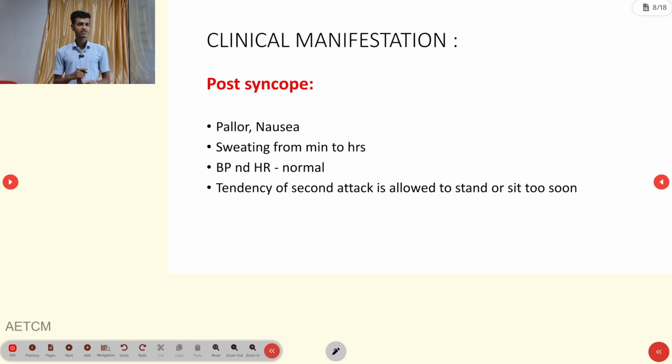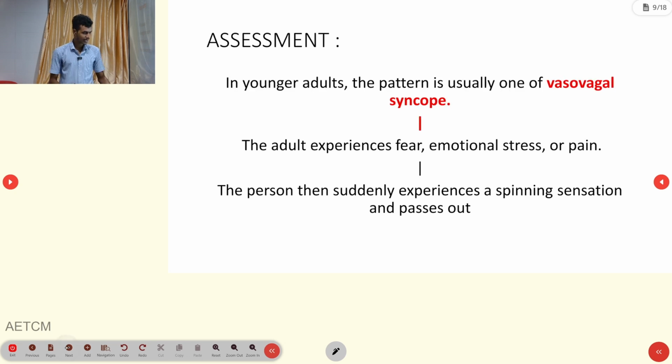In the post-syncope state: pallor, nausea, sweating from minutes to hours, BP and heart rate become normal, and there is a tendency to a second attack. If the person had syncope because of orthostatic causes, changing his position again may cause a second attack.